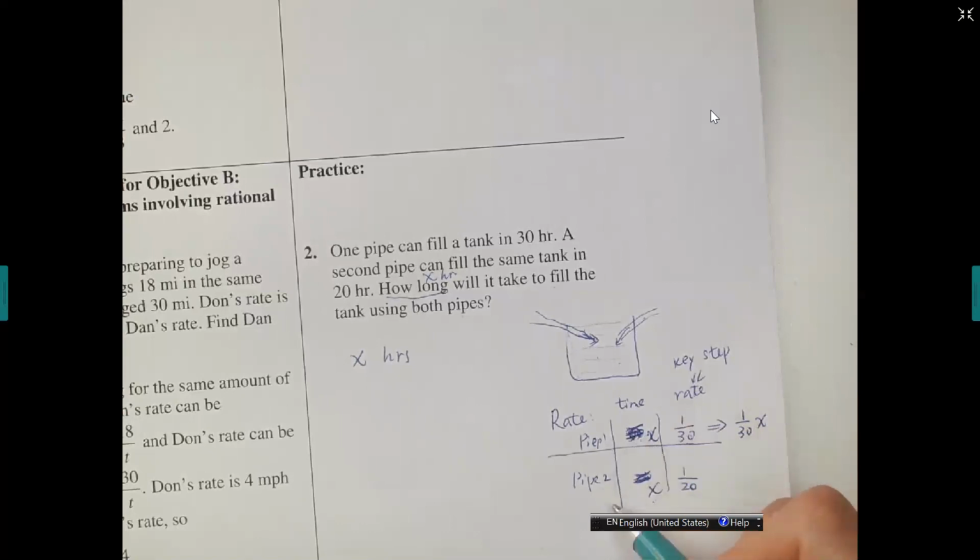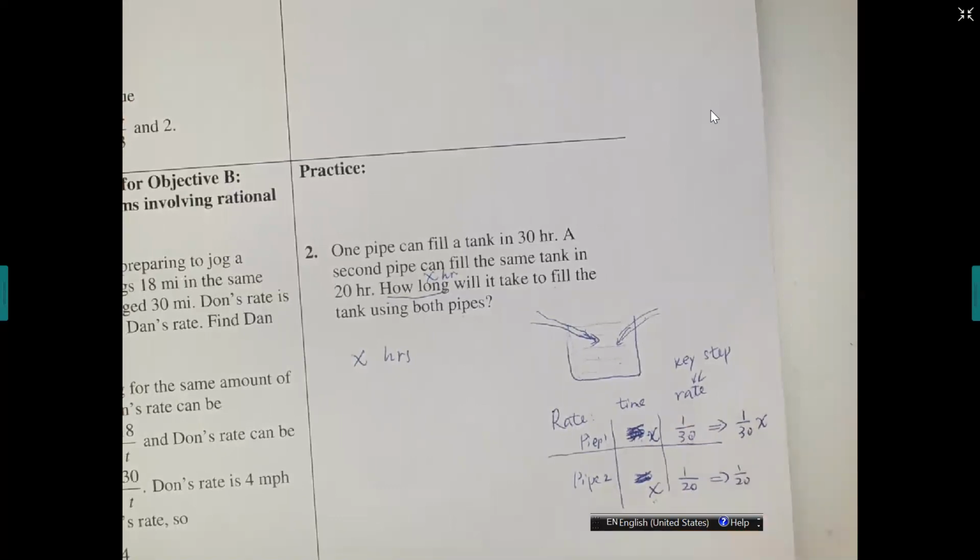How much is done by pipe 2? In 1 hour, it works as 1/20. It works X hours. Then we'll get 1/20 times X. After we have this one here, we'll see after both of them work X hours, this one finishes this much of the tank, and this one fills this much of the tank.